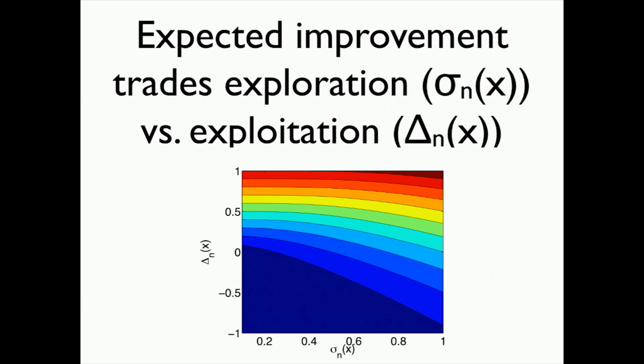So here's what it looks like if you plot a contour plot with respect to this delta n, where larger values of delta n correspond to points whose posterior mean is better, and larger values of sigma n correspond to points about which we're more uncertain. So you see that expected improvement is largest when the posterior mean is good and the posterior standard deviation is high.